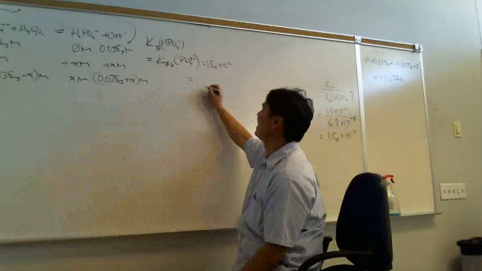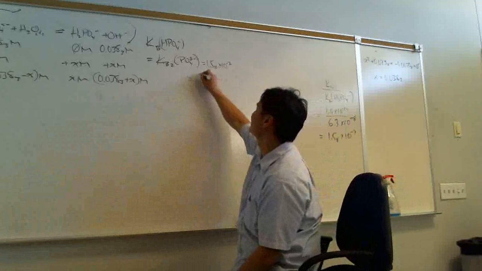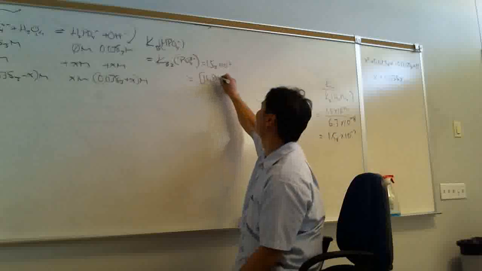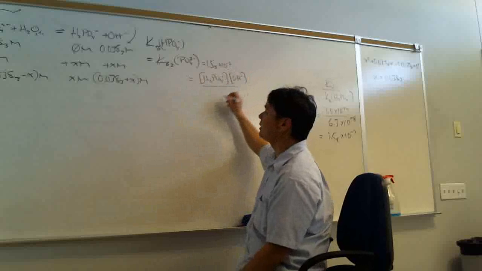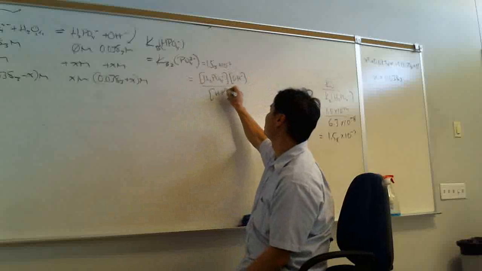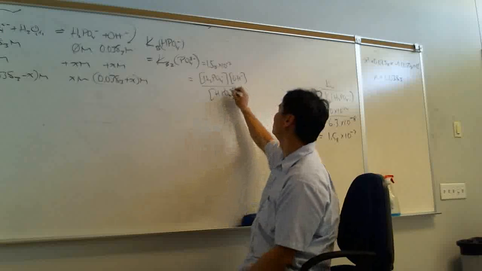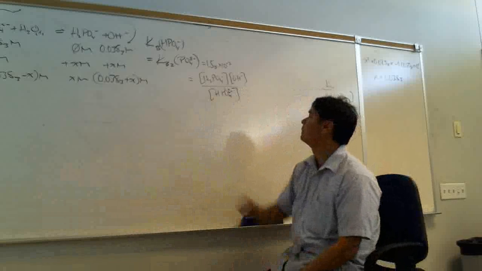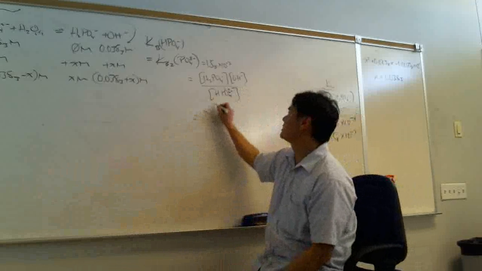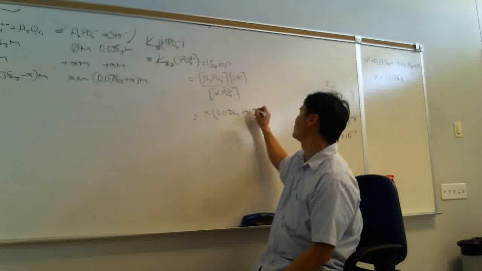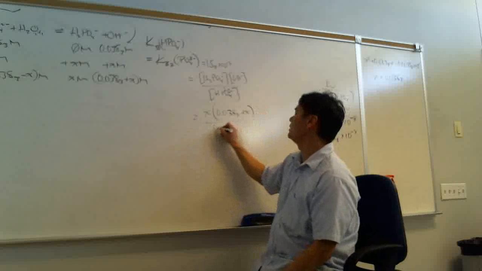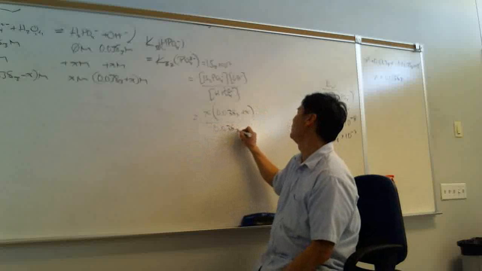We need to solve for X. So Kb here is going to equal the dihydrogen phosphate concentration at equilibrium times the hydroxide ion concentration divided by the monohydrogen phosphate concentration at equilibrium. And so this is going to equal X times 0.0383 plus X divided by 0.0383 minus X.